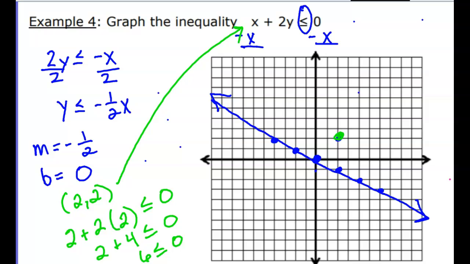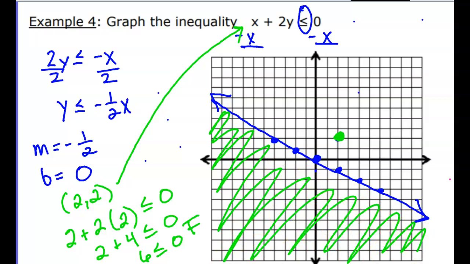So that means we need to shade the other side of the line. This (2, 2) is on the false side, so we don't want that shaded, but we shade the opposite side. So it will look like that. Okay? If it was true, we would have shaded the side with (2, 2). All right, let's look at the next one.